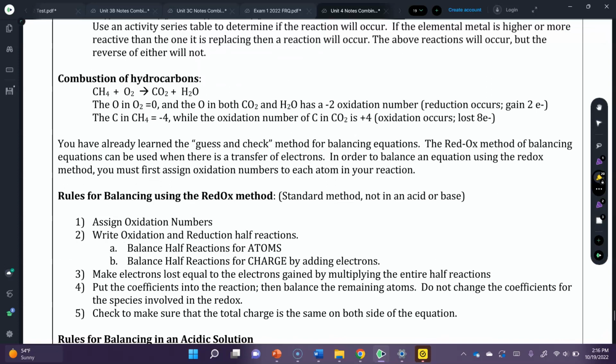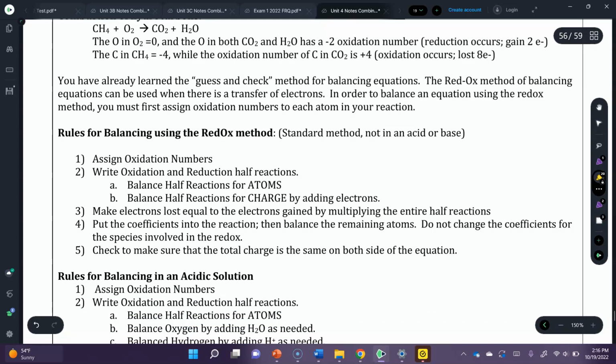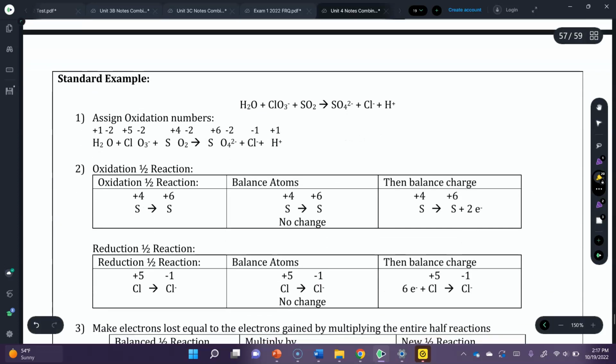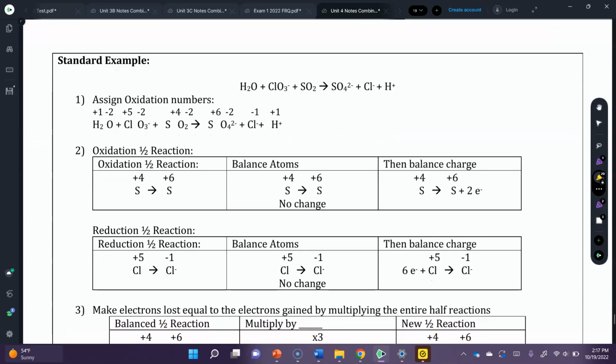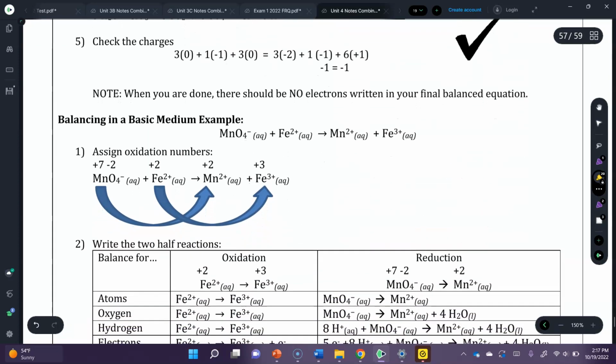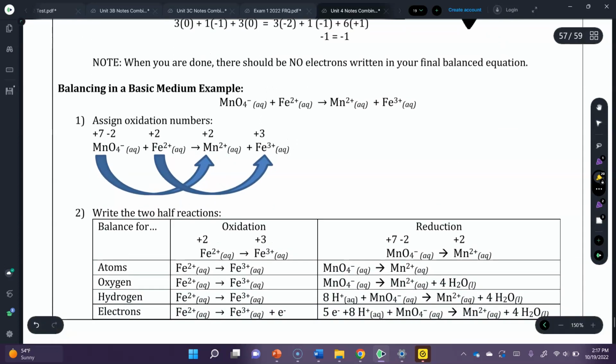We are also going to look at the redox method for balancing reactions using the half reaction method, and they are here. I'm going to go over them in more detail when we go through the practice. Okay, so the rules are here. We have some examples here, so review these as you go.